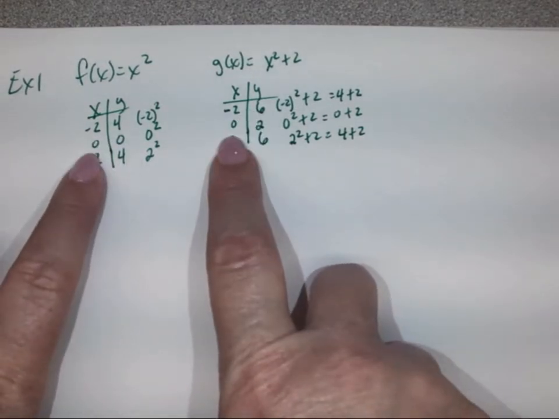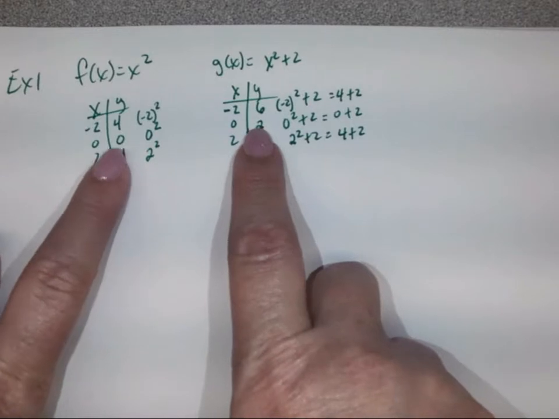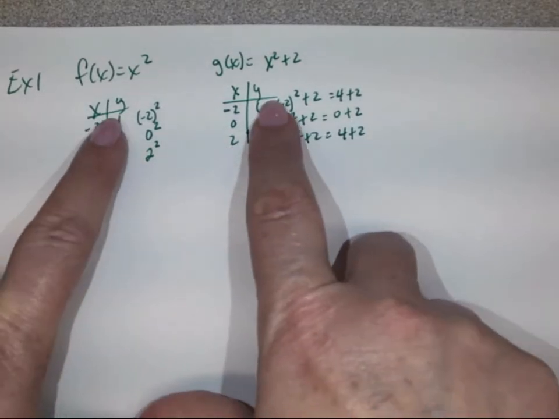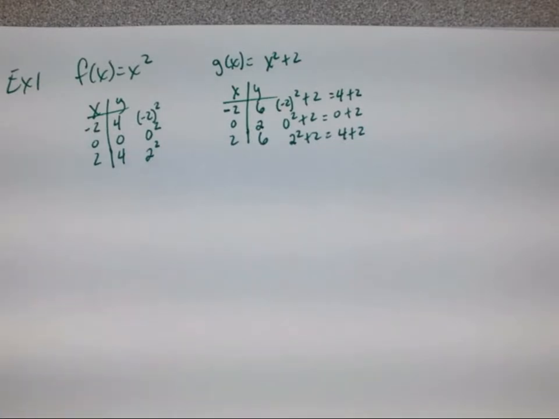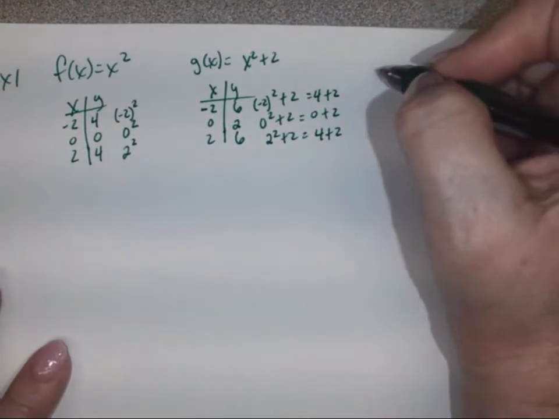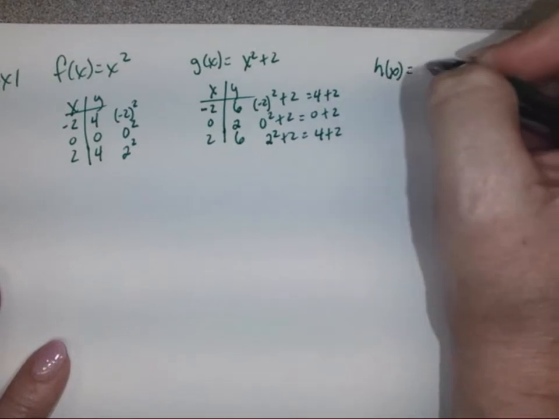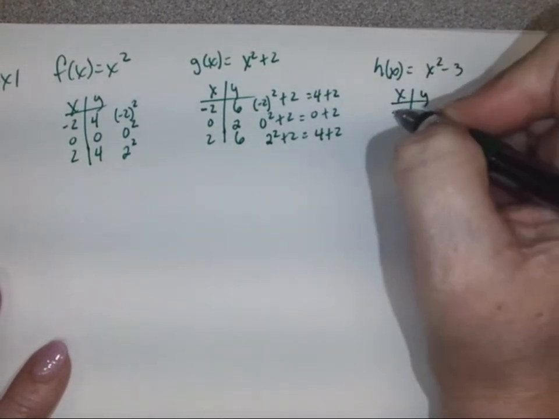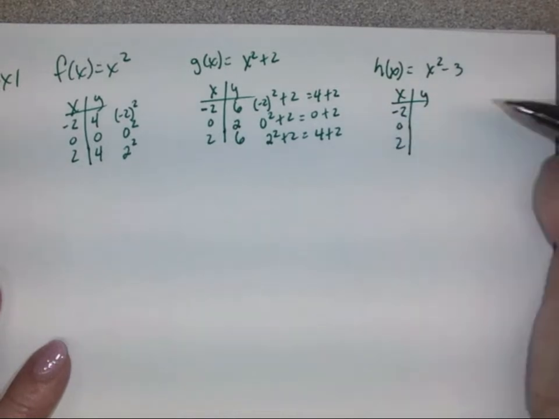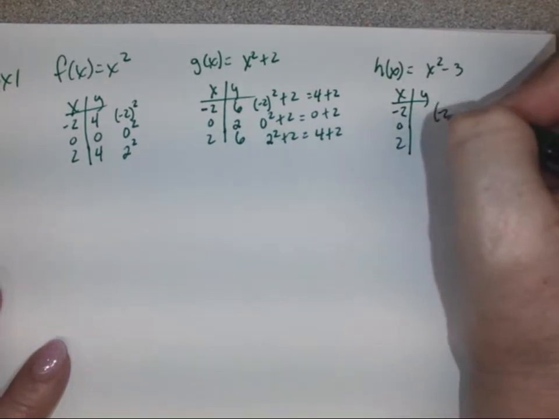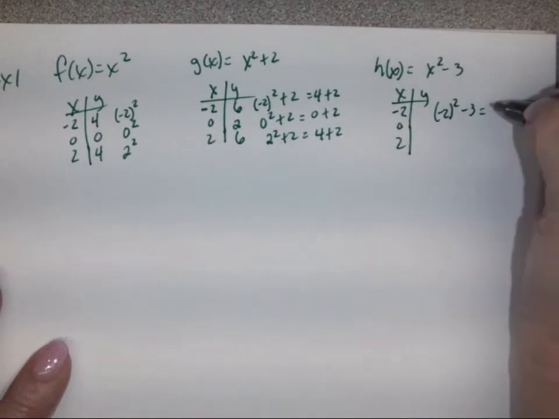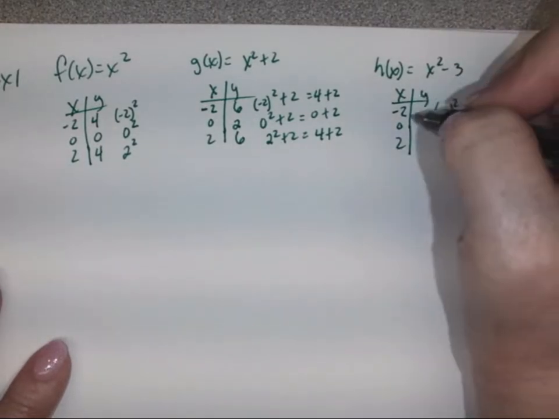Here it's gone from 0, and it's now at 2. Here it's gone from 4, and now it's at 6. So each of these values have added 2. The same thing will happen if we take the h of x equal to x squared minus 3. We're going to use the same values so that we can compare. So we have negative 2 squared minus 3. Negative 2 squared is still 4. Minus 3 will get us 1.